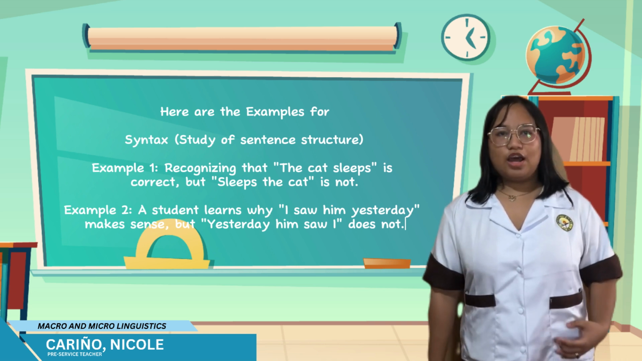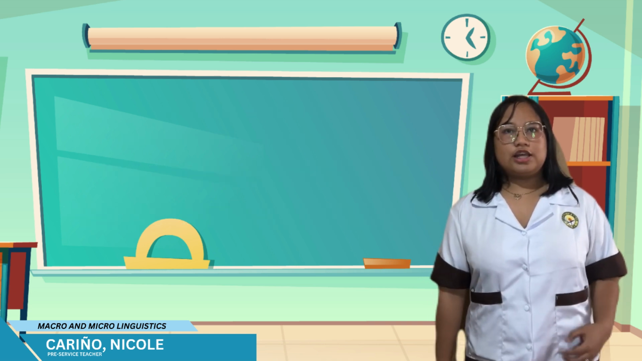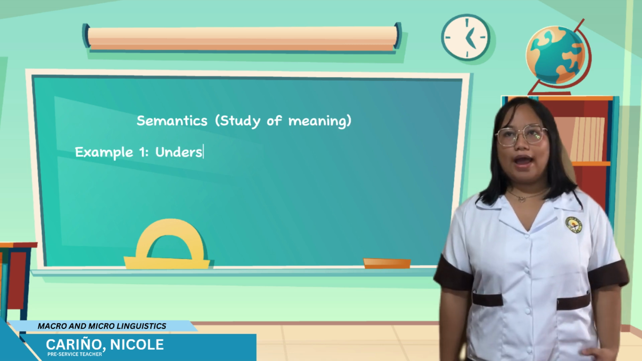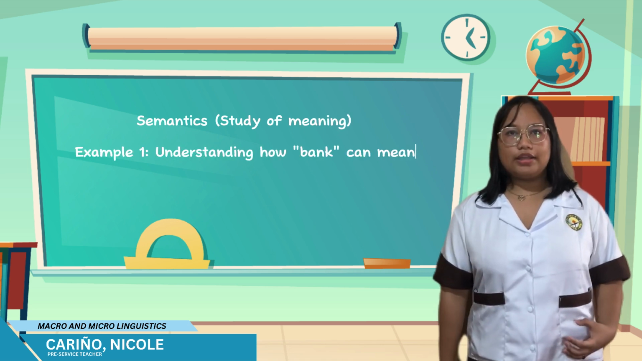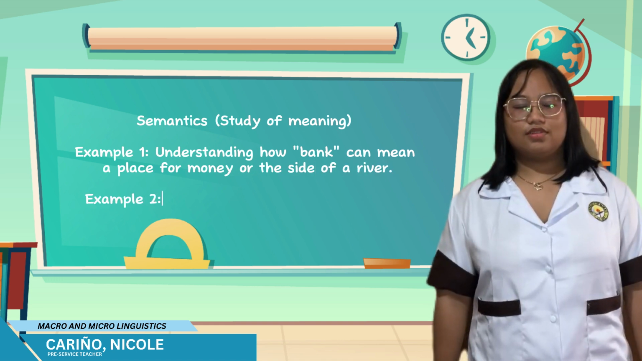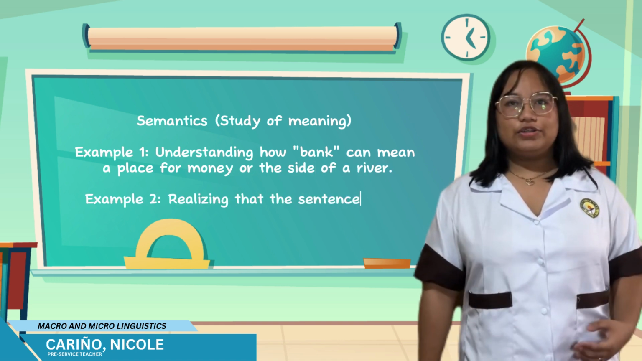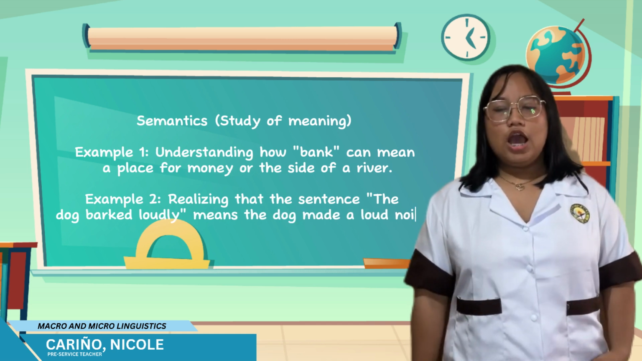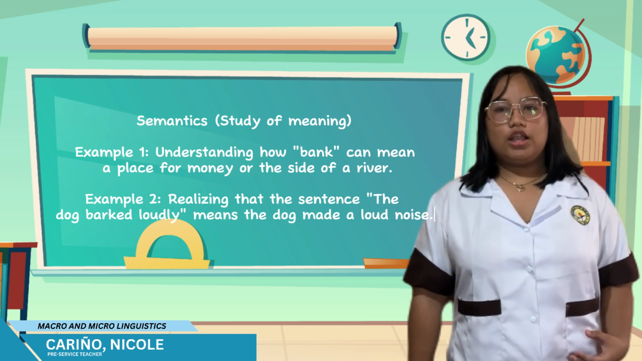Second to the last branch, semantics, the study of meaning. First example, understanding how bank can mean a place for money or the side of a river. Second example, realizing that the sentence, the dog barked loudly, means the dog made a loud noise.